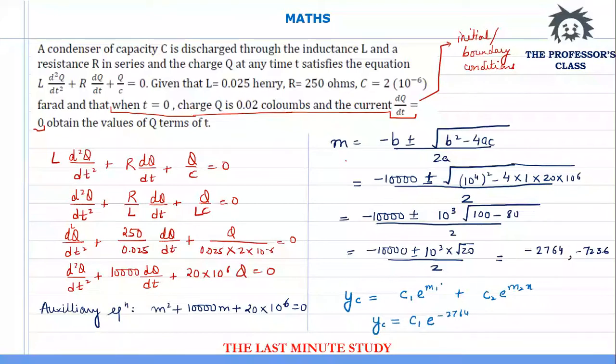Now this x in this case is the time, because the change of charge is with respect to time. So this will be your Q_C equal to C1 e raised to the power minus 2764t plus C2 e raised to the power minus 7236t. Now we need to find the value of C1 and C2 using the initial boundary condition.